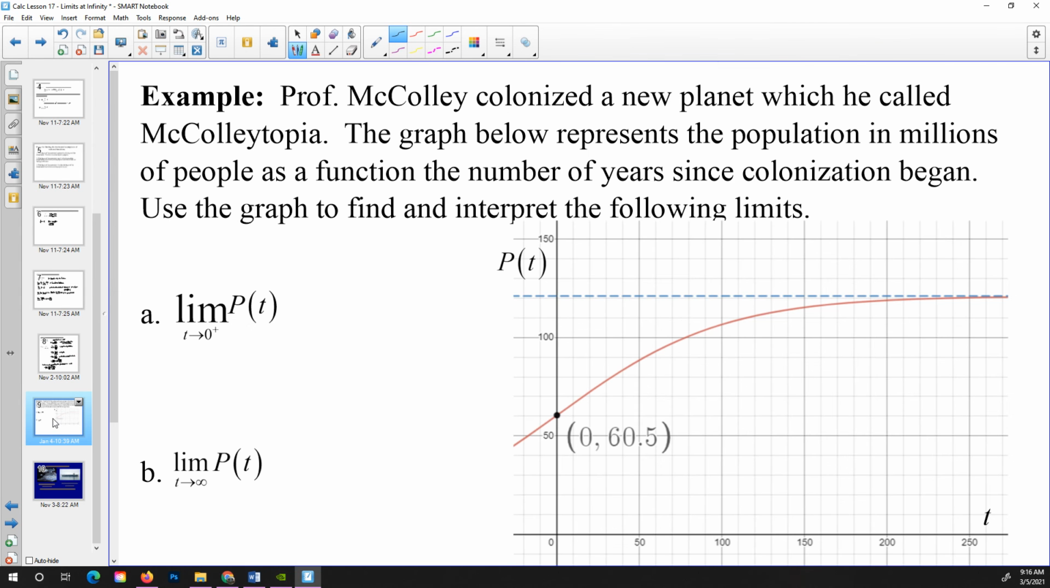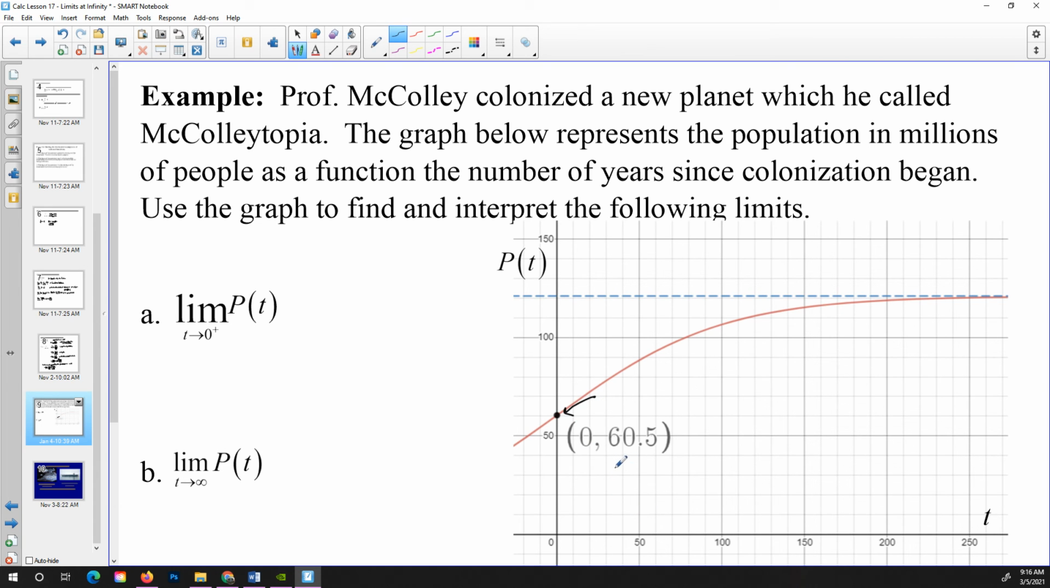All right, last example. Professor Macaulay colonized a new planet, which he called Macaulay-topia. The graph below represents the population in millions of people as a function of the number of years since colonization began. Use the graph to find and interpret the following limits. First limit says, what is the limit as t goes to 0 from the right-hand side of p of t? Well, that's asking me what happens as I get closer to 0 from the right-hand side.